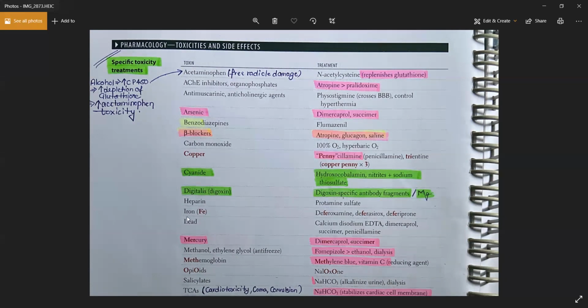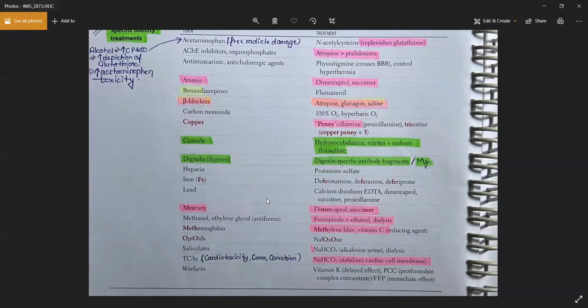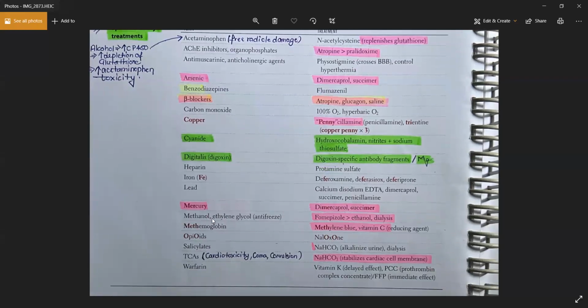And for mercury, you will use these drugs which have R in their name, the dimercaprol and the succimer, same as arsenic poisoning. For antifreeze like methanol and ethylene glycol, you will use the drug fomepizole. Remember what this drug does? Fomepizole, which enzyme does it inhibit?